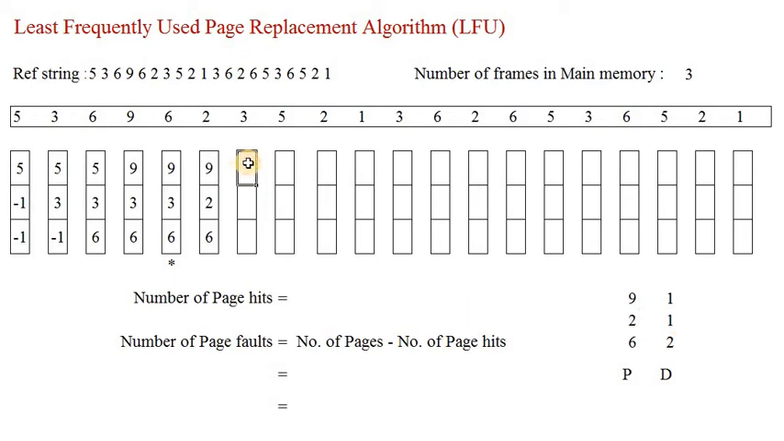And now 3 will be replaced with something, right? Here first check the degree. 6 has degree 2, so 6 can't be deleted, because it has the highest degree among the remaining. Among 9 and 2, which will be replaced? Apply the FIFO technique here. 9 came first, so 9 will be deleted first, and 2 stays as it is.